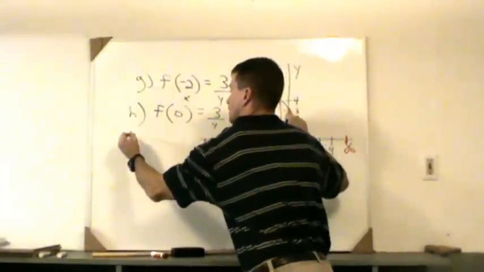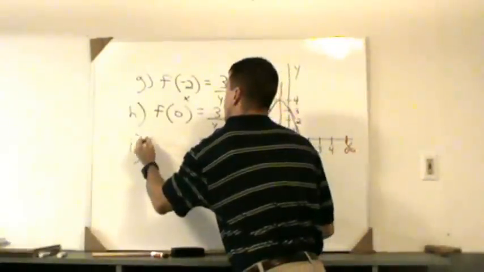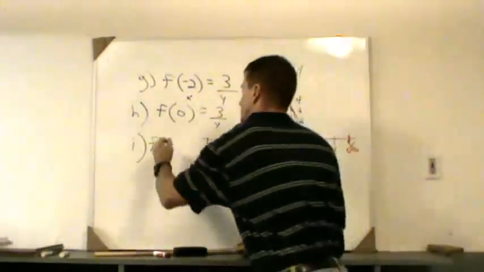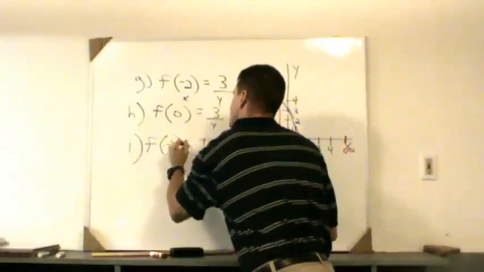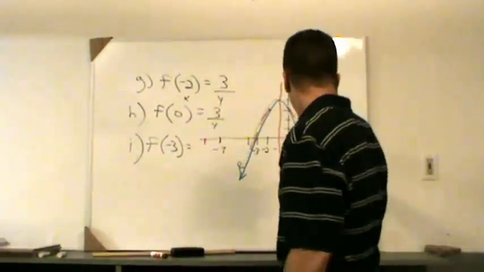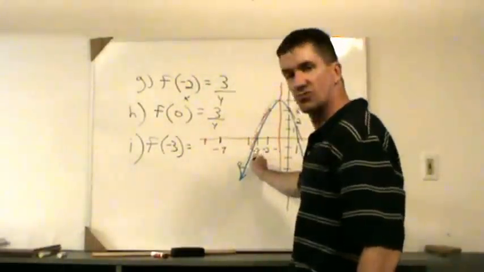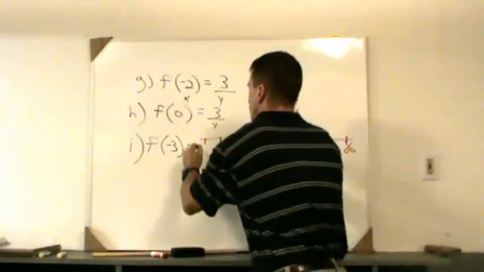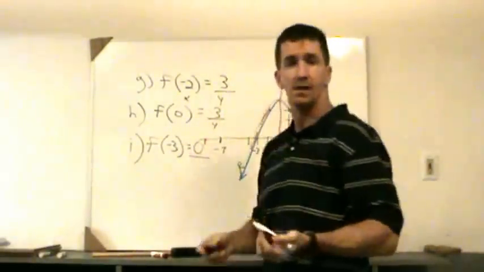And lastly, let's do f of -3. What is f of -3? At x equal to -3, which is right there, what's the y value? And we can see the y value is 0. And that's it.